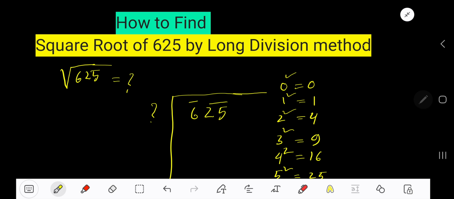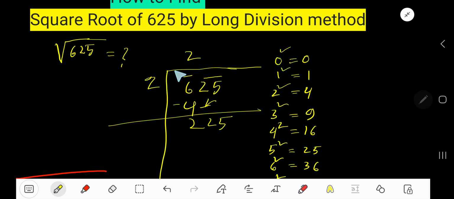Now you have to consider a number whose square will be equal to 6 or closer to 6. If you take 3, then 3 squared will be 9, which is greater than 6. So 2 is perfect. If you place 2 here, the 2 must come to the quotient also. So 2 times 2 gives you 4. Subtract: take 4 out of 6, you get 2, and bring down the next pair.